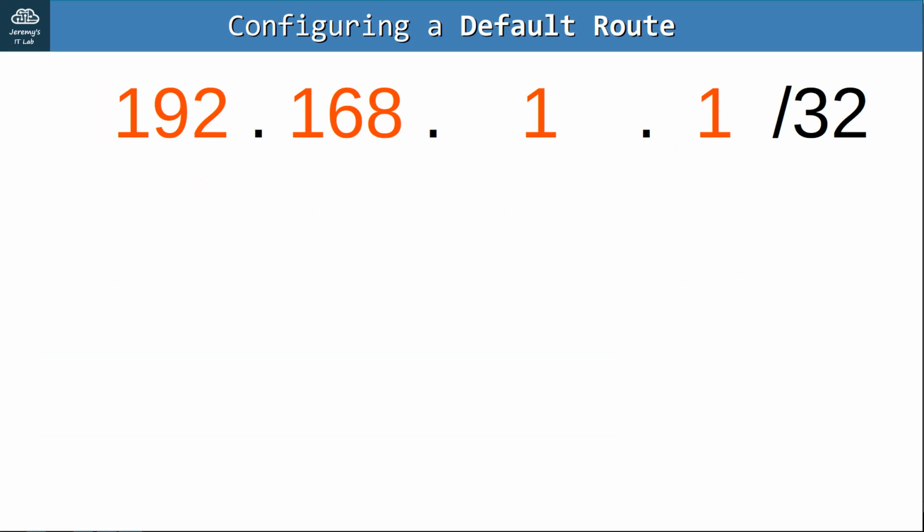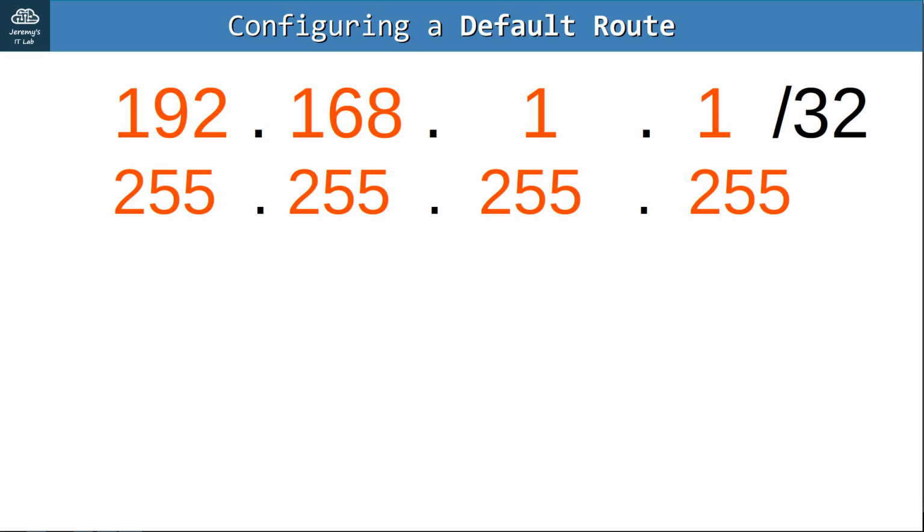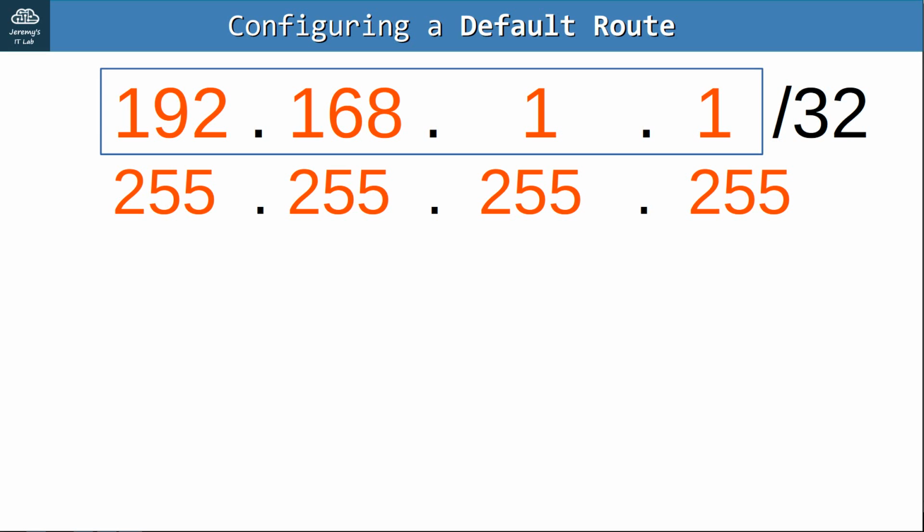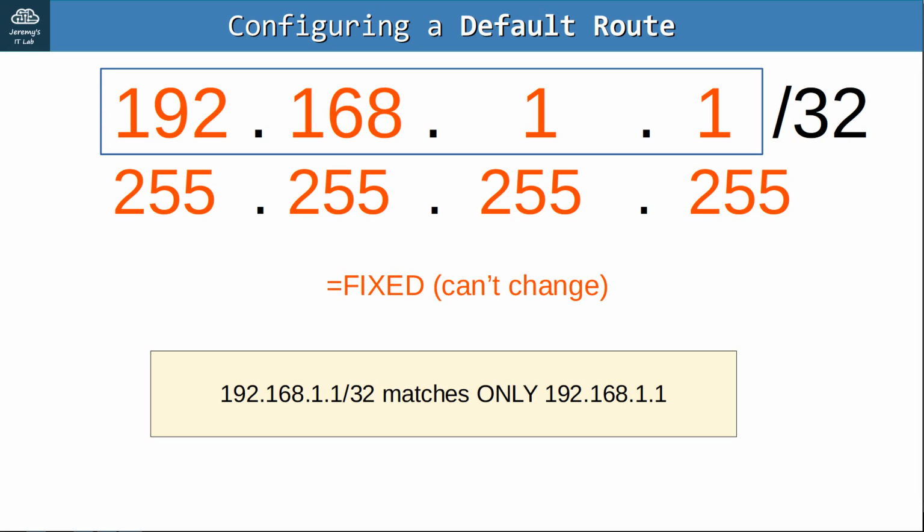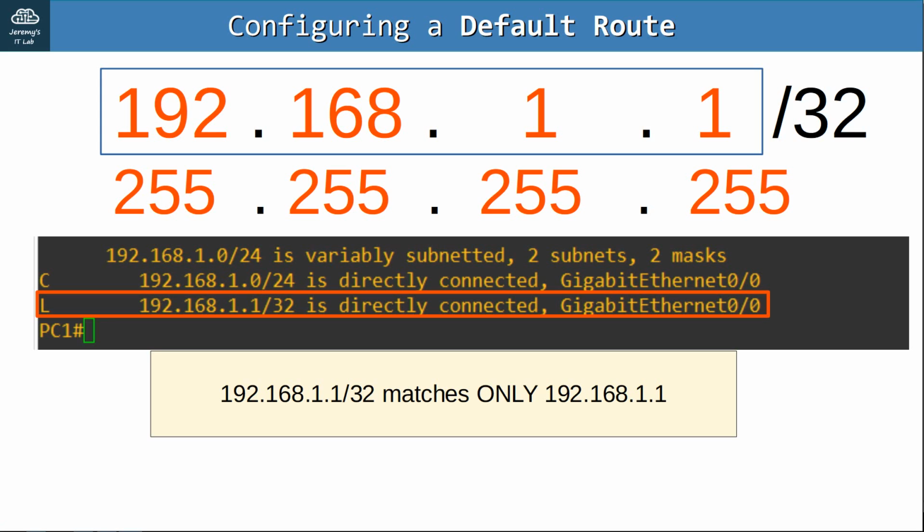So, how about 192.168.1.1/32, the destination of that local route we saw in the routing table? /32 means a mask of 255.255.255.255. All bits in all octets of the address are covered by the mask. What does that mean? All bits are fixed. They can't change. So that means that 192.168.1.1/32 matches only a single address, 192.168.1.1. That's why the /32 mask is used to specify the exact address configured on the interface in the local route.